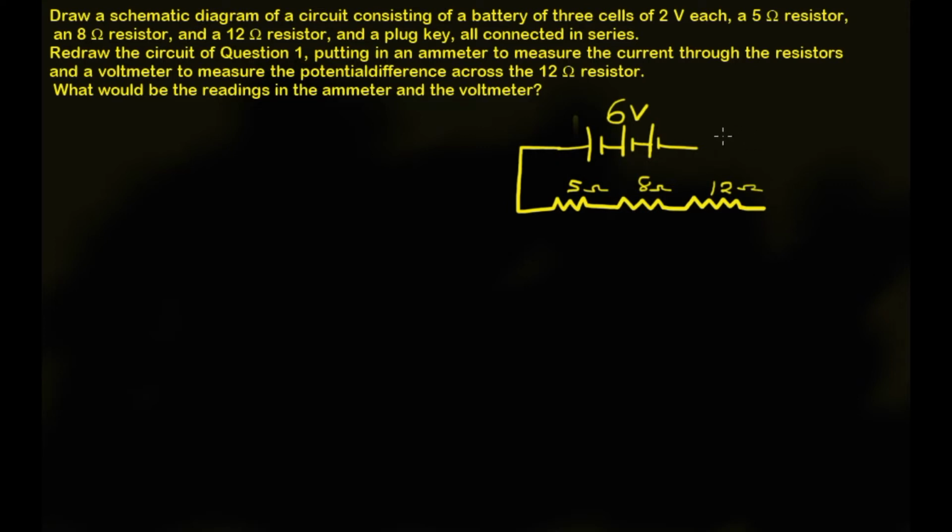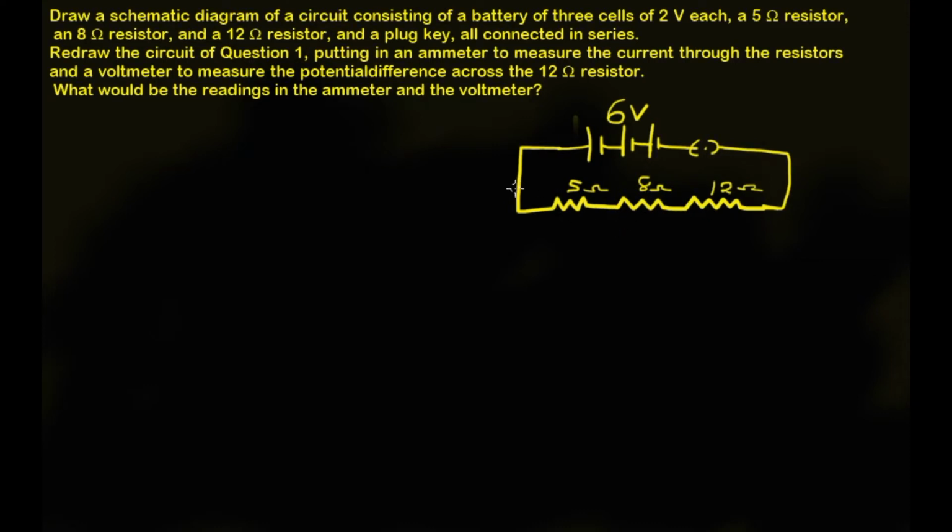And also we need a plug key in the circuit, so I am connecting here a plug key. This is the first part of the question, to draw a circuit diagram of 3 cells of 2 volt each, so total 6 volt, and 5 ohm resistor, 8 ohm resistor and 12 ohm resistor all connected in series.